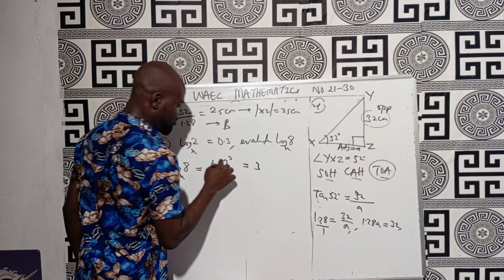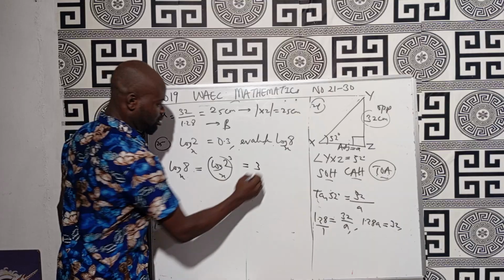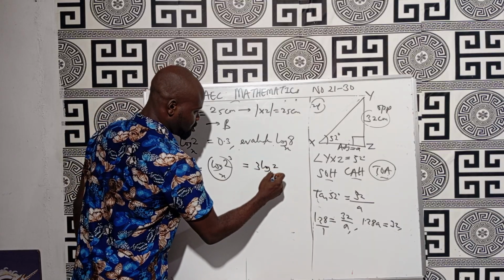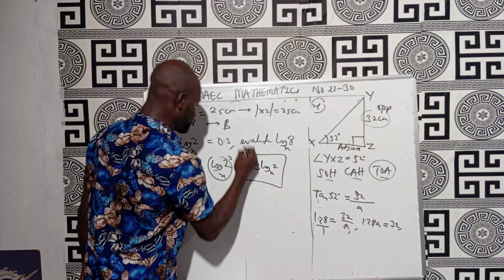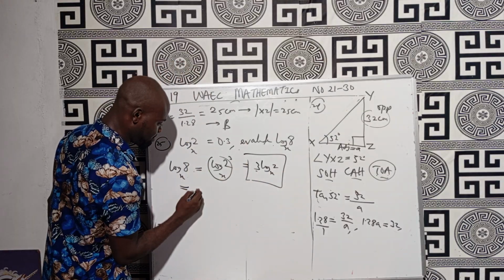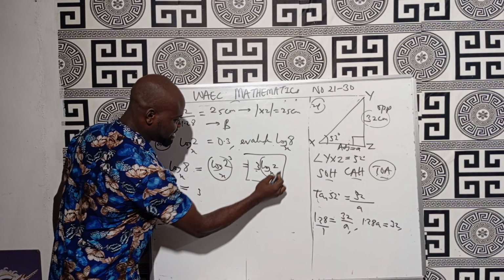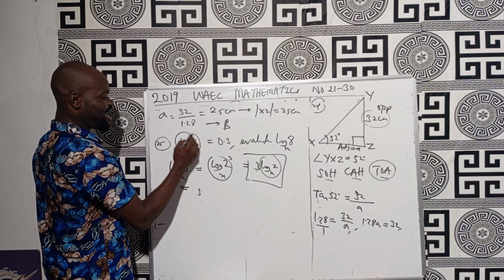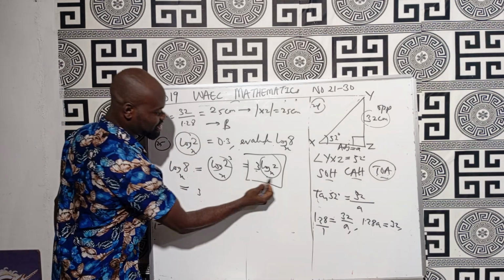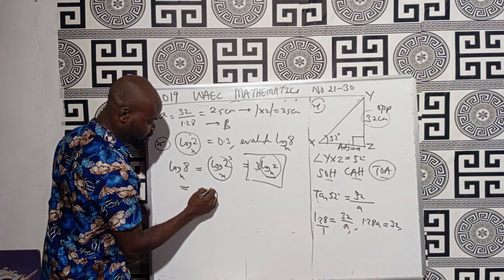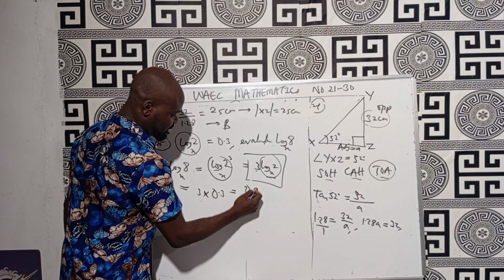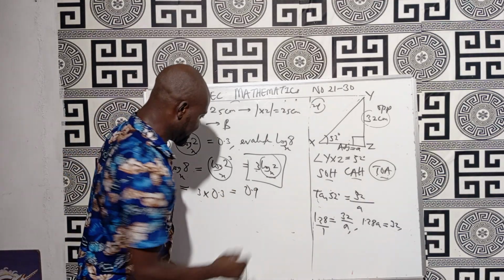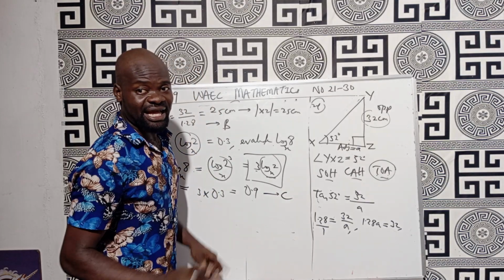That's 3. Then you write this one again, log 2 base x, now that the 3 has come to this place. So that's the result: 3 log 2 base x. You know your log 2 base x has been given as 0.3. So everything here is times 0.3. When you multiply, you get 0.9. So that is the answer, 0.9. That's option C. You can see, very simple and easy.